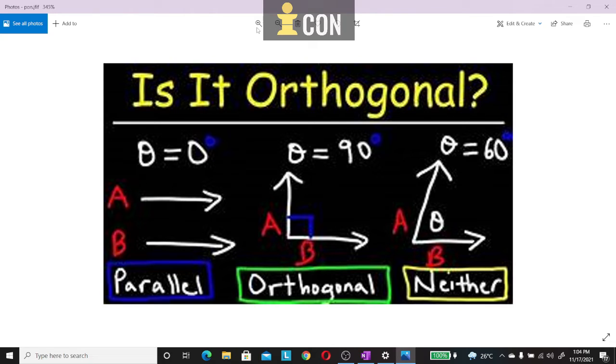So if theta is equal to 0, it's parallel. So if theta equals 0 degrees, it is parallel. If theta is equal to 90 degrees, it is orthogonal. And of course, if theta is not 0 or 90, then it's going to be neither.